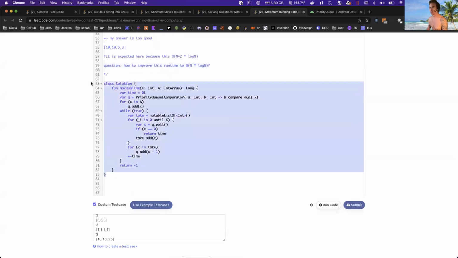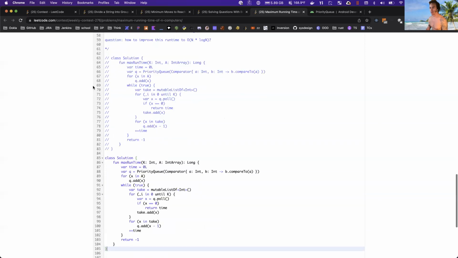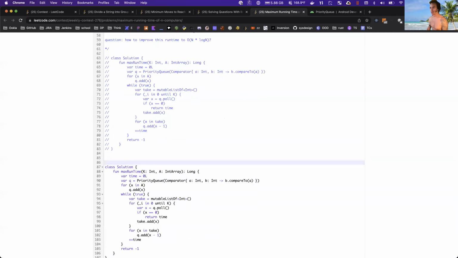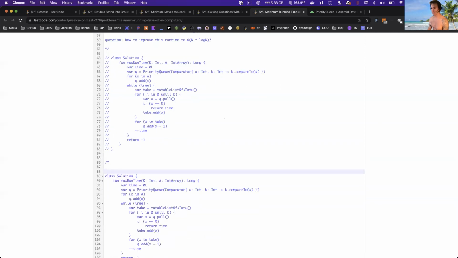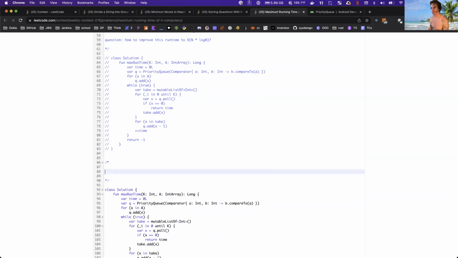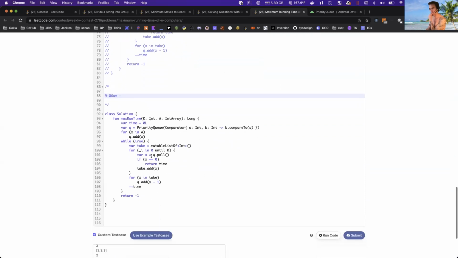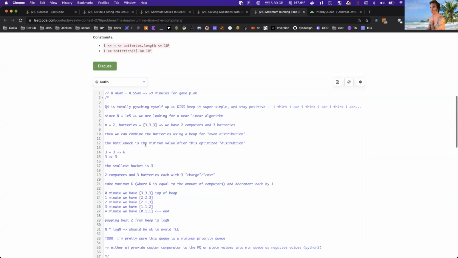Okay, so how to reduce this runtime? Let's see. So we're taking k at a time, reducing them by one, and sticking them back in. So how can I make that more efficient?